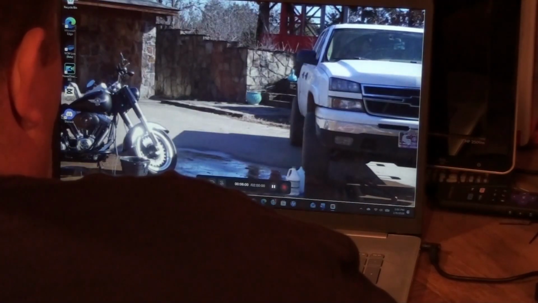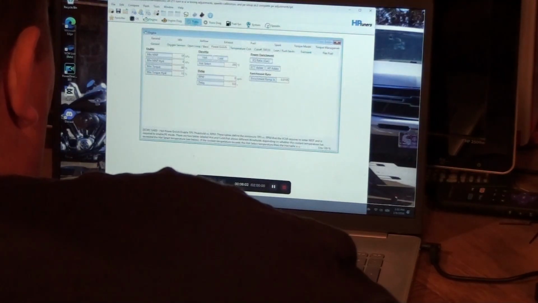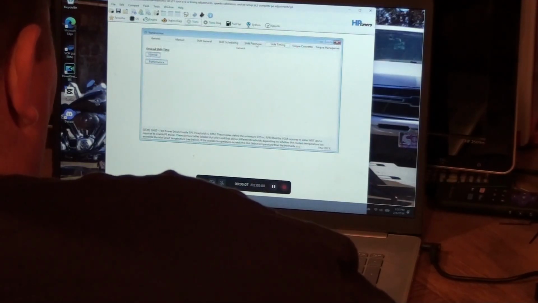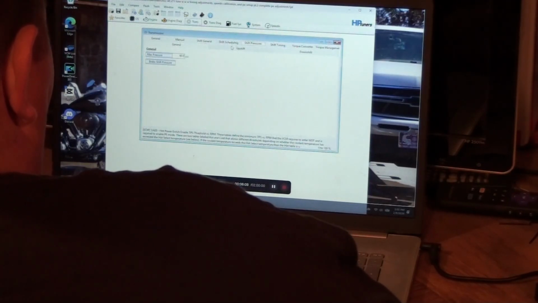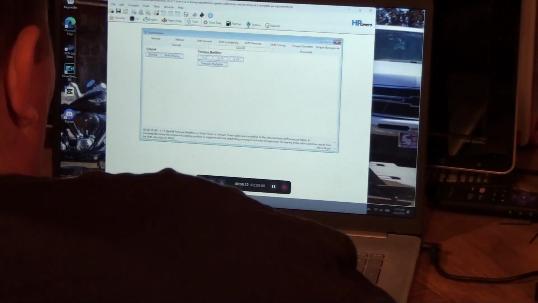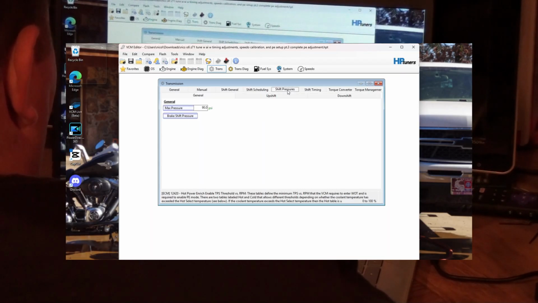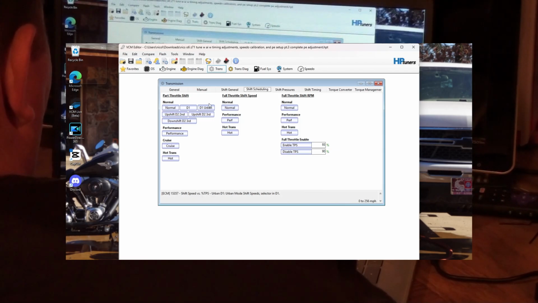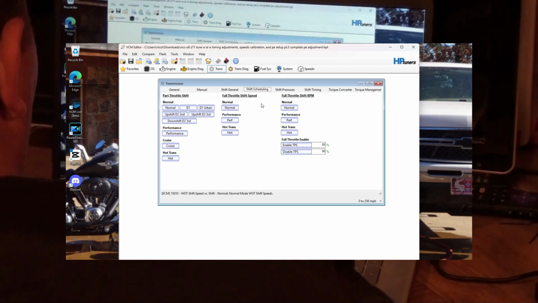Also, if we look inside of our VCM editor, we can actually go in and set our shift points, our upshift points, our general shift points. We can also influence our scheduling on when we do this. So we have part throttle shifting and full throttle shifting. Now full throttle shifting is broken up into speed and RPM, as well as part throttle shift. Just keep that in mind.